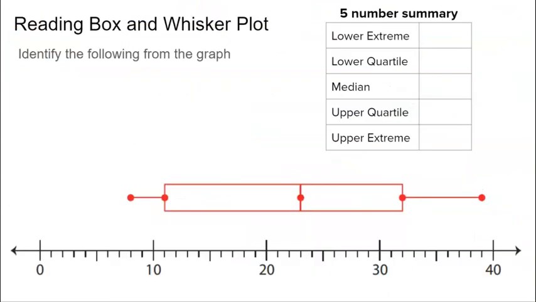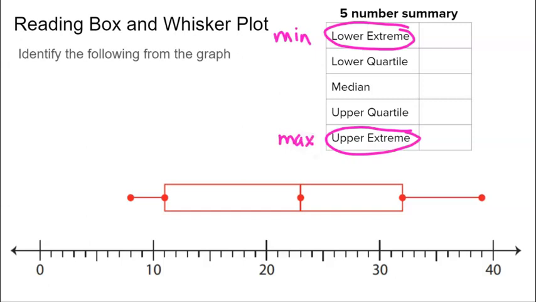So the first step in working with box and whisker plots is to be able to read the graph and understand what's going on. So again, that 5-number summary, we have the lower extreme. That's another way of saying the minimum. And then this upper extreme is another way of saying maximum. Okay, so different vocabulary, same meaning. All right, so we're going to start with the lower extreme and the upper extreme, and those are found here and here. We've got the minimum, and then we've got the maximum.